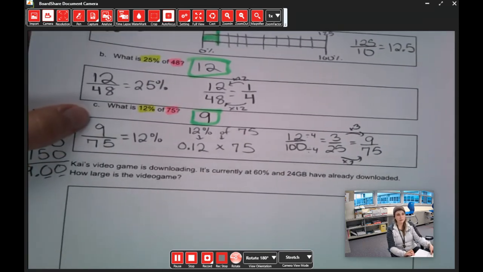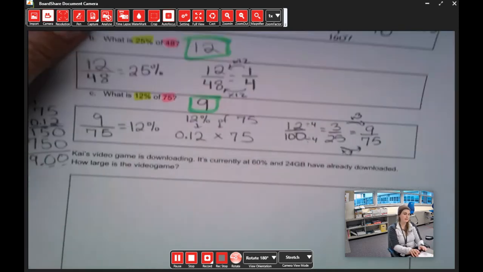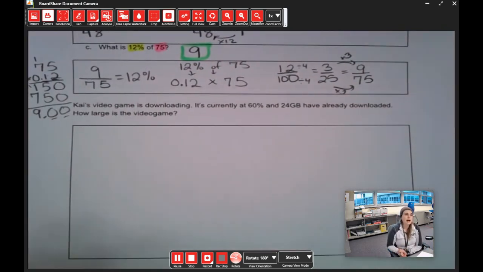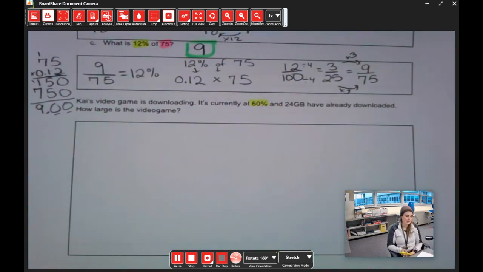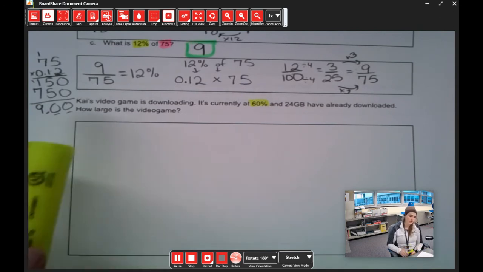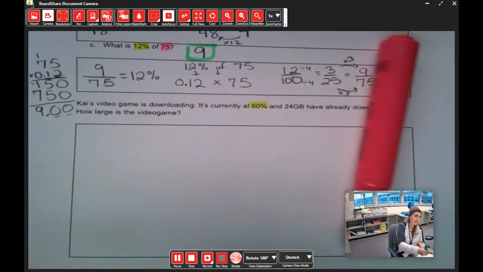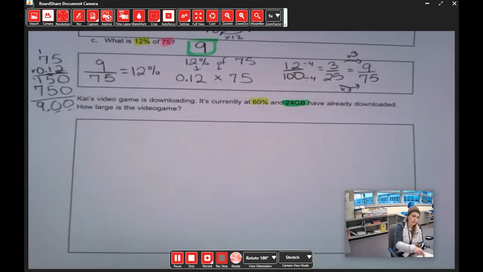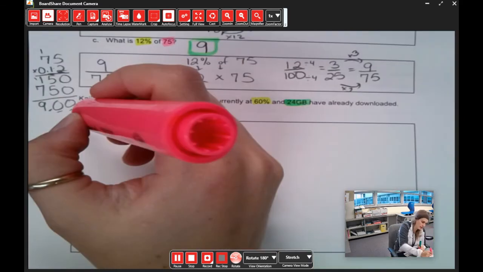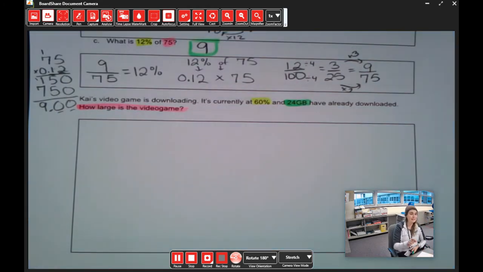Those 3 were all similar because I was missing the part each time. Let's see if that's true this time. Kai's video game is downloading, and it's currently at 60%, and 24 gigabytes have already downloaded. How large is the video game? So if 24 gigabytes have downloaded and it's not done downloading, 24 gigabytes has to be the part, which means that the full size of the video game is the whole, and this time I'm missing the whole.